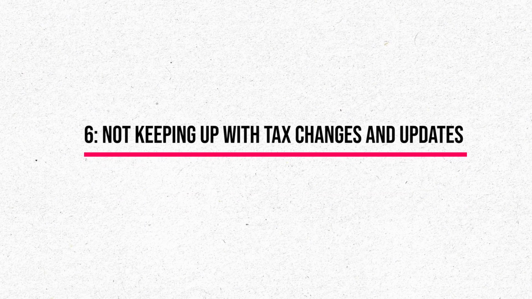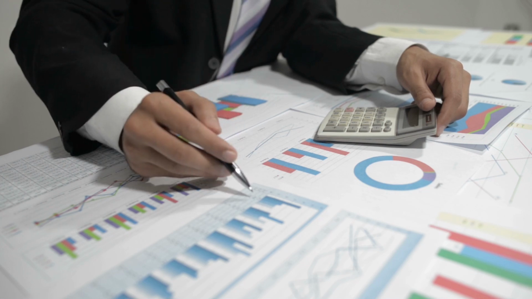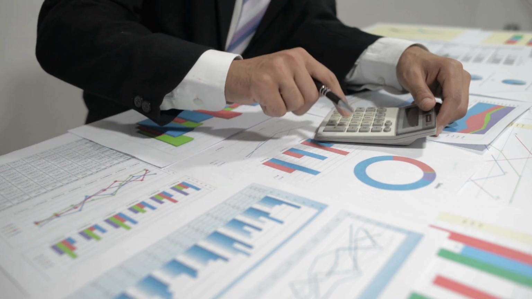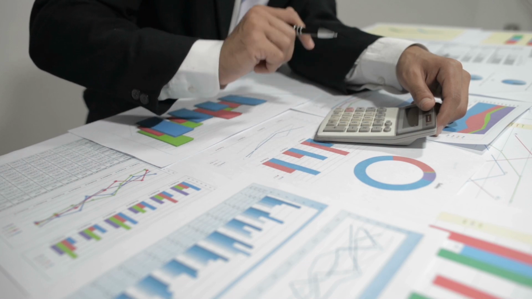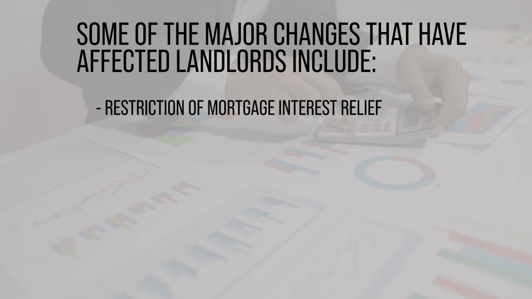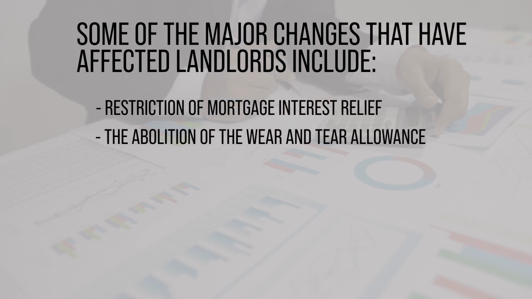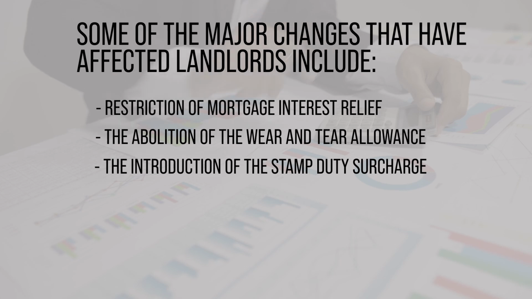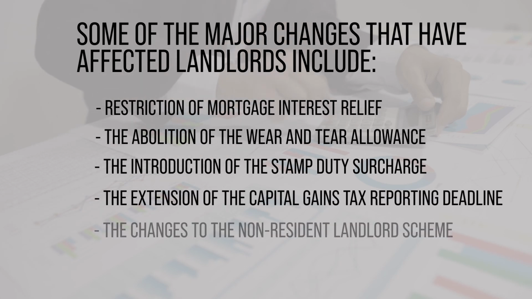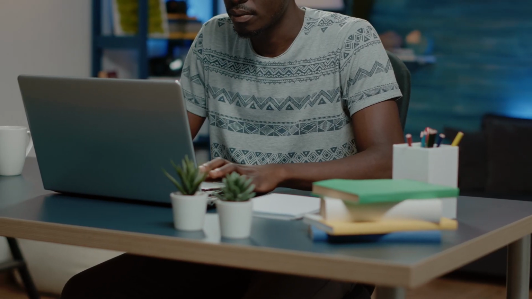6. Not keeping up with tax changes and updates. The tax rules and regulations for landlords are constantly changing and evolving, especially in recent years. Some of the major changes that have affected landlords include the restriction of mortgage interest relief, the abolition of the wear and tear allowance, the introduction of the stamp duty surcharge, the extension of the capital gains tax reporting deadline, and the changes to the non-resident landlord scheme. These changes can have a significant impact on your tax position and cash flow, so you need to keep up with them and adjust your strategy accordingly.